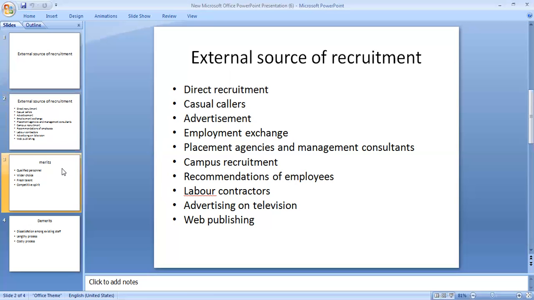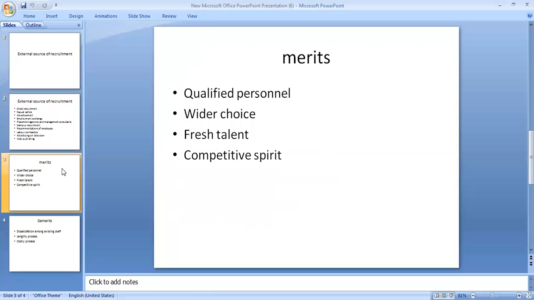And now let me go for discussing merits. Merits of external source of recruitment: qualified personnel. The candidates who are really capable, qualified, talented, you can get these kinds of candidates in case of external source of recruitment. It's a wider choice. You're not going to select someone within a boundary or within one short zone. You have a wider choice here, so you can select the best among the best.